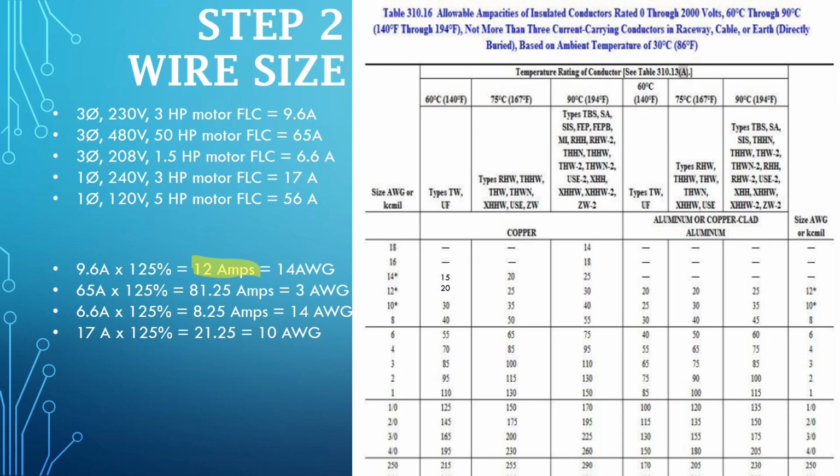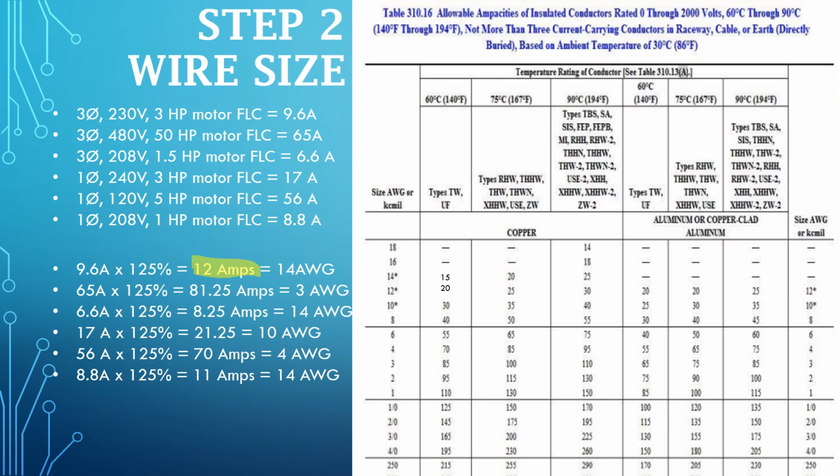56 amps times 125% is going to be 70 amps. That's going to be a number 4 AWG wire. And then lastly, for our table here, we have a 208 volt 1 horsepower 8.8 amps. Once we pad that at 125%, you get 11 amps, which is going to come in at a 14 AWG.